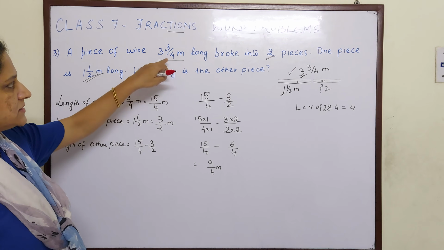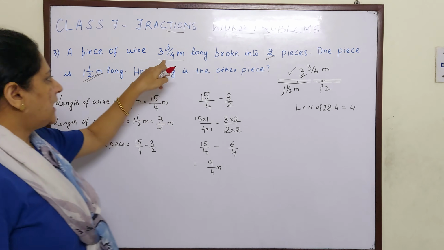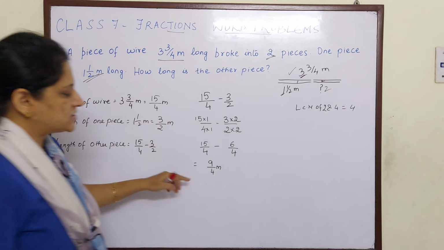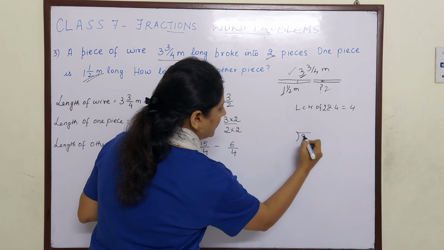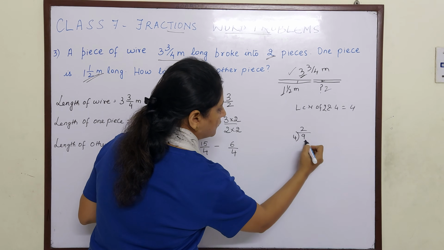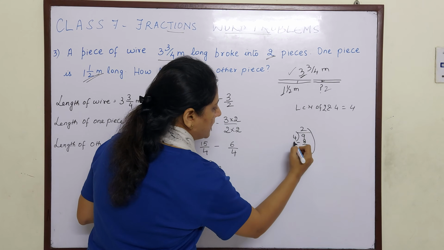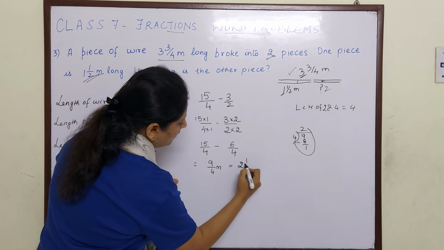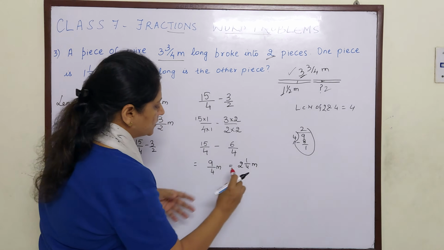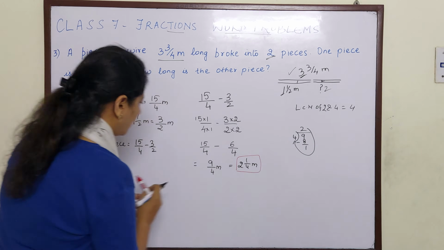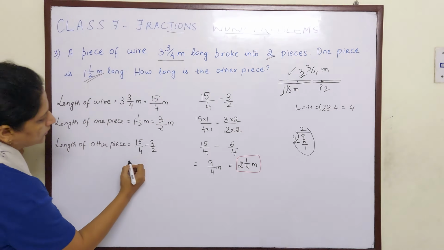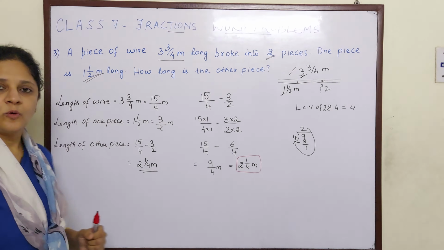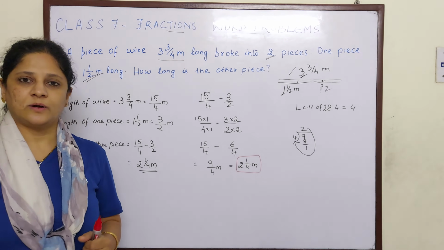But children, because this fraction word problem contains mixed fractions, we will also convert this into a mixed fraction. So 9 divided by 4 is 2 1/4. So our final answer is 2 1/4 meter. So you can write, length of other piece is equal to 2 1/4 meter. Hope you understood, children. Now let us look at the next problem.